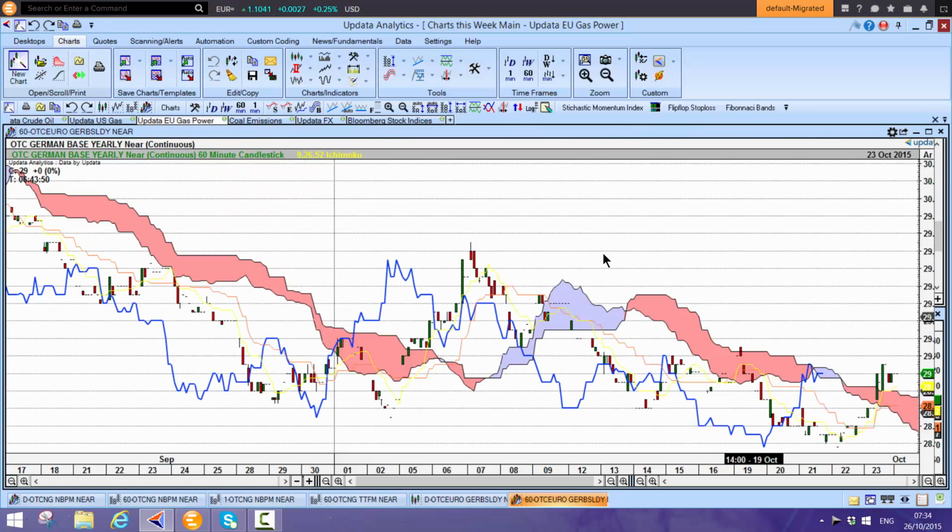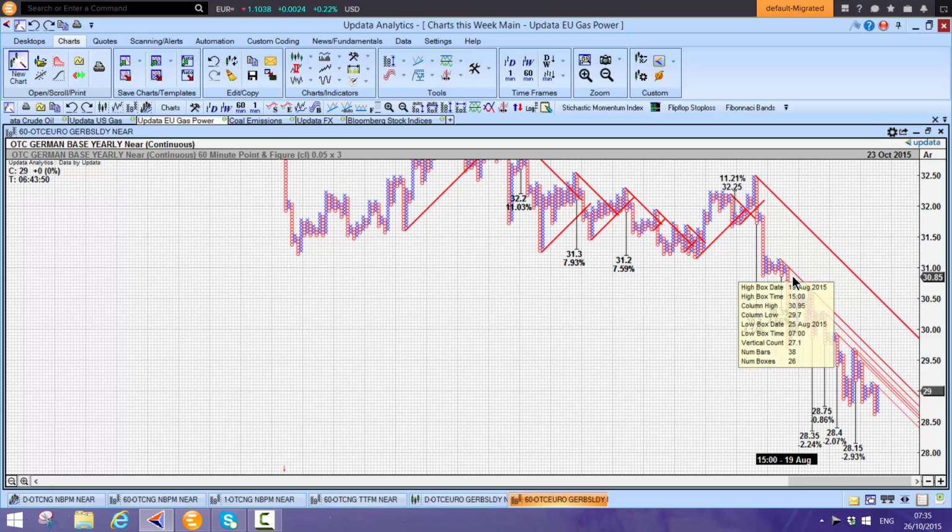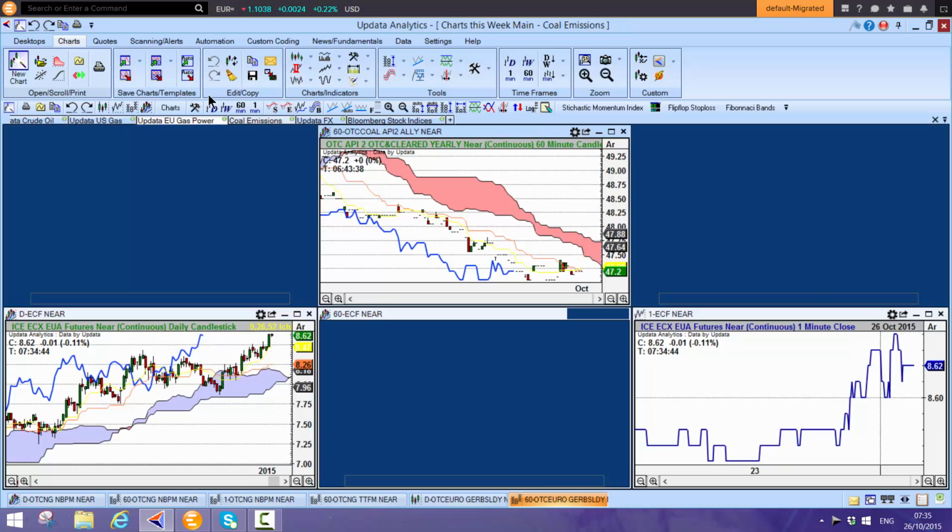If we look at German power, just coming through on the chart here, but below the cloud still. Shift T will give you the trends and targets. Downside targets to 28.15, 28.35, 28.40. So we are seeing German power making fresh lows.